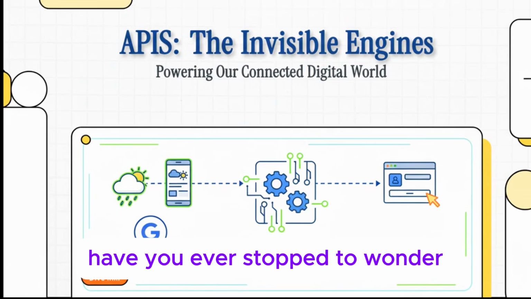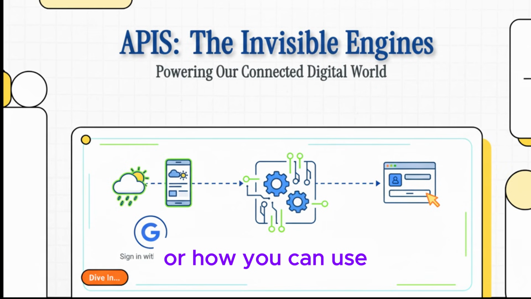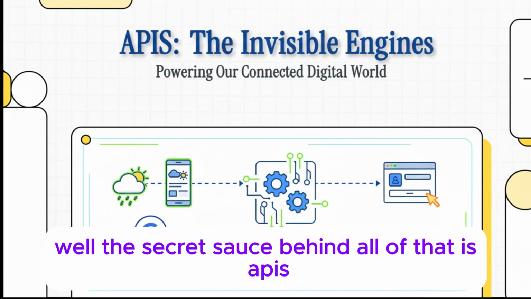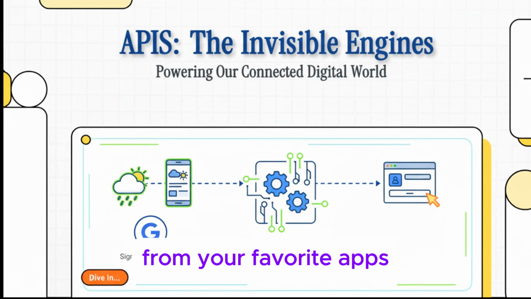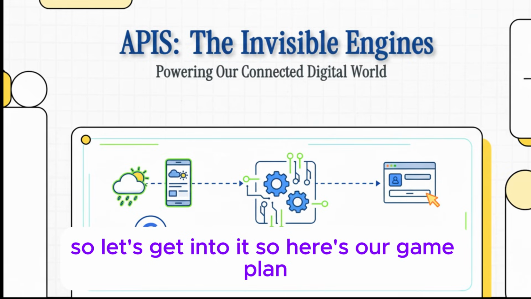Have you ever stopped to wonder how your weather app actually knows the forecast? Or how you can use Sign In with Google on some random website? Well, the secret sauce behind all of that is APIs. They are the invisible engines powering, well, pretty much our entire connected world, from your favorite apps all the way up to global financial systems. So, let's get into it.